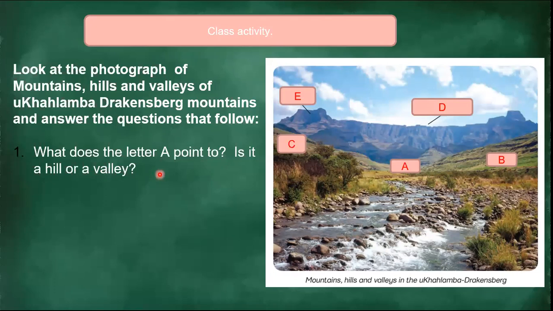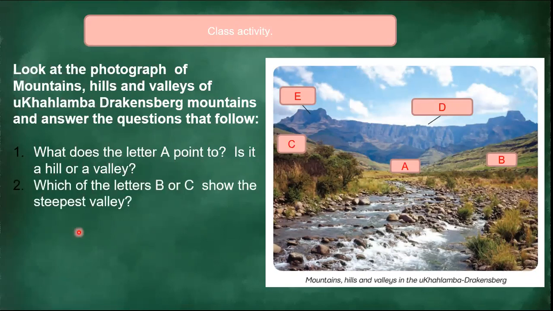Guys, the letter A points to a valley. As you can see, it is between mountains, and there is water going down, which means it is a valley. Number two, which of the letters B or C shows the steepest valley?